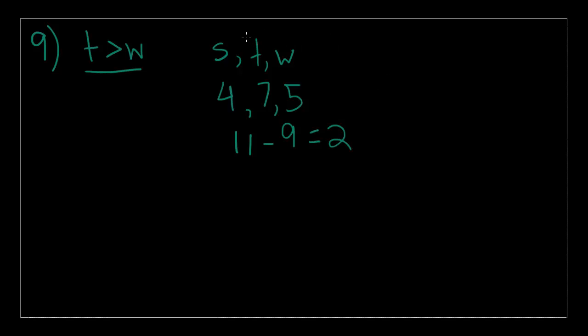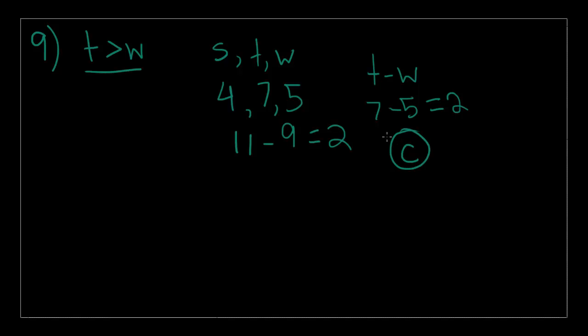Well, if we look at the answer choices now, let's start with the middle one always, all the time. So C is t minus w. And if you do that, it's 7 minus 5, which is also equal to 2. So we know now that C is our answer.